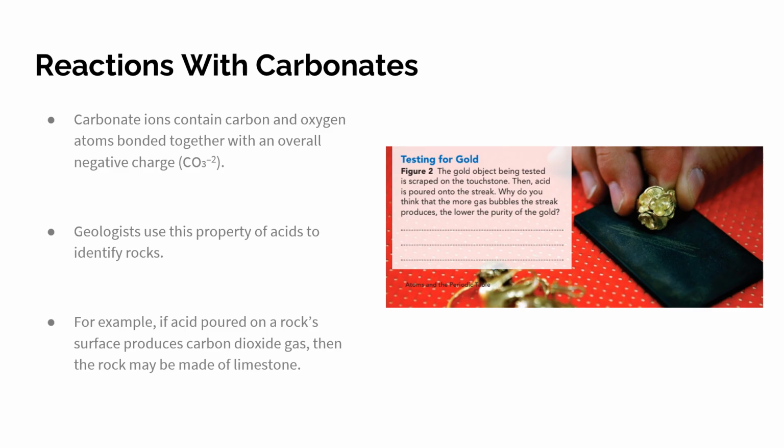Gold is another test. So the gold object being tested is scraped on the touchstone. Then acid is poured onto the streak. Why do you think that the more gas bubbles the streak produces, the lower the purity of the gold? And that's because gold does not react with acid, like we just said. Other metals are present in a lower purity gold, and they cause the reaction.